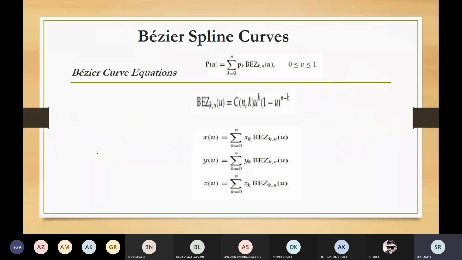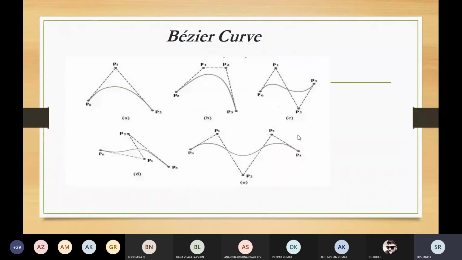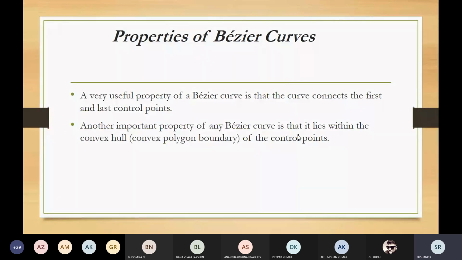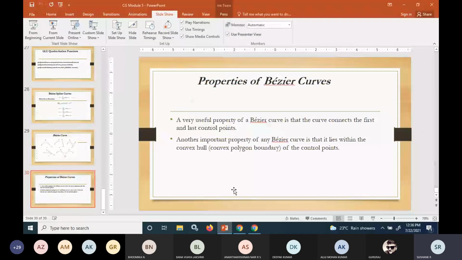Next we have Bezier curves, which we will see in the next class. We'll talk about the equations corresponding to the Bezier curve and what the properties of the Bezier curve are. I'll stop the class now. The remaining we'll see in the coming session, where we'll see what a Bezier curve is and how it is implemented.